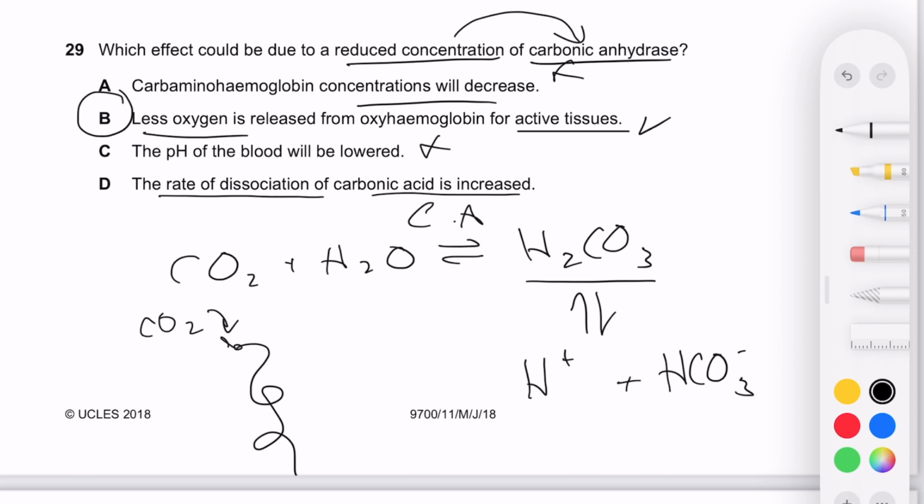And if you want an explanation, less oxygen is released from the oxyhemoglobin for active tissues. If you have fewer hydrogen ions, then hemoglobin will bind hydrogen ions at a lower rate. Therefore there will be a reduced rate of dissociation. This is known as the Bohr effect and the buffer action of hemoglobin. If you want to review this, there are lots of notes online. I'm going to just quickly draw this for you. This is oxyhemoglobin. It will usually bind to hydrogen ions when there's a high concentration of hydrogen ions, like in the region of respiring tissues.